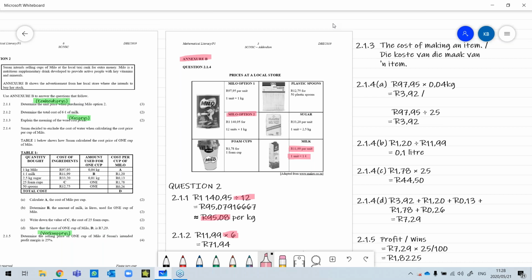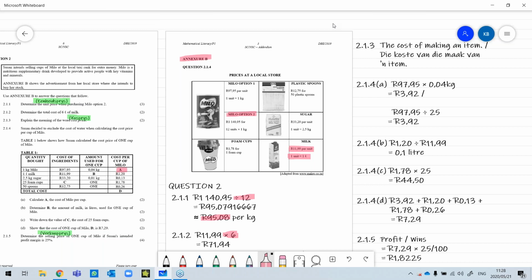Question 2.1.4. Susan decided to exclude the cost of water when calculating the cost price per cup of Milo. Table 1 below shows how Susan calculated the cost price of 1 cup of Milo. So table 1 is then given just below that. Question 2.1.4a. Calculate A, the cost of Milo per cup.